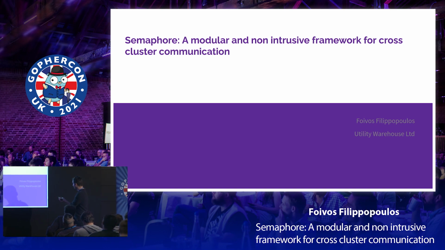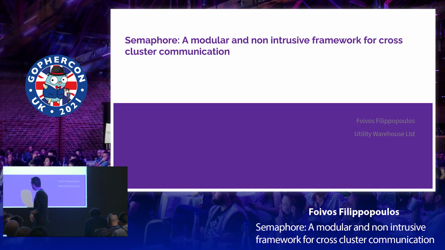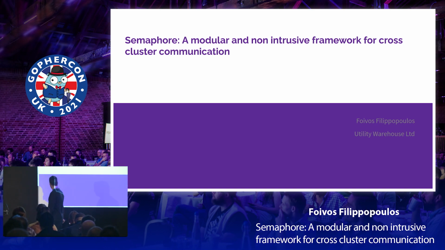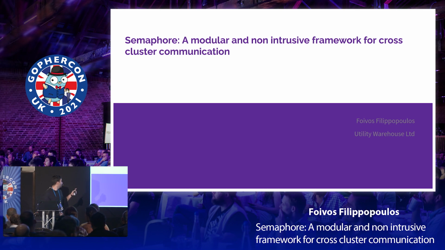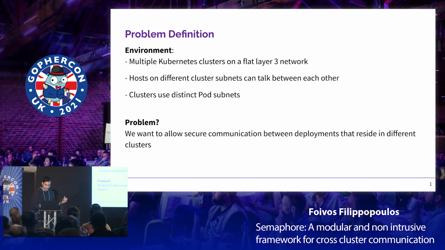So, my name is Foivos. It's this little difficult Greek name to pronounce. And I'm going to be presenting to you today a little tool we wrote at Utility Warehouse to basically help us with our cross-cluster communication. We named it after Semaphore, which is inspired by good old semaphores transferring stuff over distance.